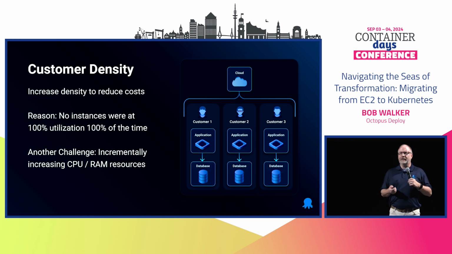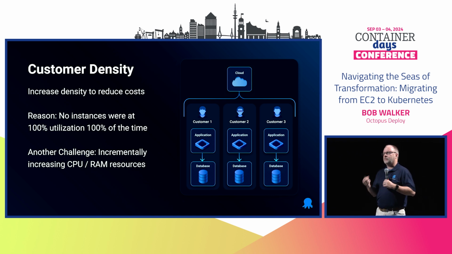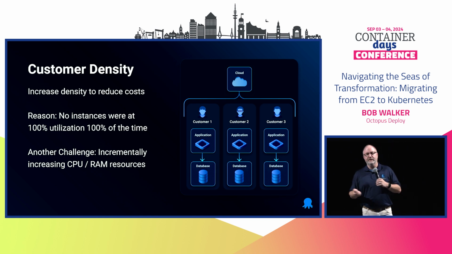Another challenge that we really had was how do we incrementally increase these compute resources? Some customers were perfectly fine with the 2 virtual CPUs and 8 gigs of RAM we gave them. Others might have needed 10 gigs of RAM or 11 gigs of RAM. But anyone who's worked with any sort of cloud provider knows that you don't incrementally increase the resources, you double the resources. So you go from 2 virtual CPUs and 8 gigs of RAM to 4 virtual CPUs and 16 gigs of RAM.